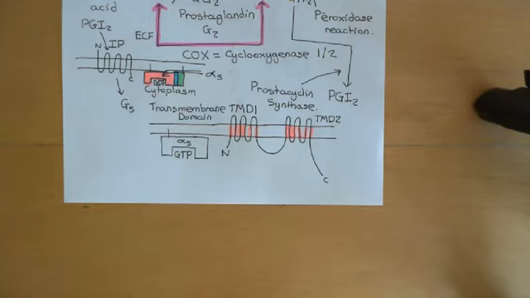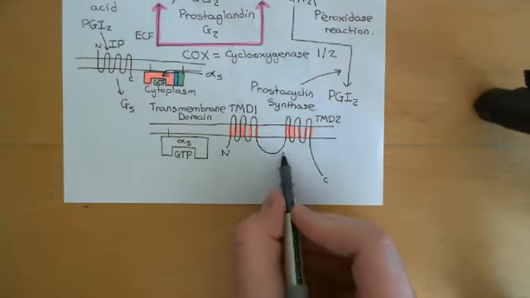Now, although the transmembrane domains look mightily impressive, they are not the actual active portions of this enzyme. They are the portions that hold it attached to the membrane, but they're not the portions that actually catalyze the production of cyclic AMP.